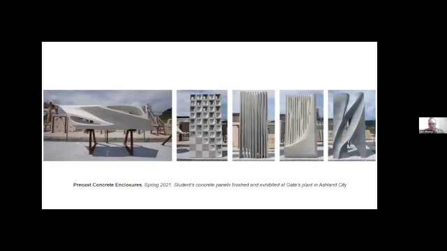So this is an example of the first time, in the spring of 2021, that we students were able to actually participate in the entire process. Even though we still were in COVID, we were able to cast that. These are just the panels that the students made. As you can see, a lot of exploration in geometry, really a lot of focus on either water collection or sun filtration or directing views and experimenting with different things.